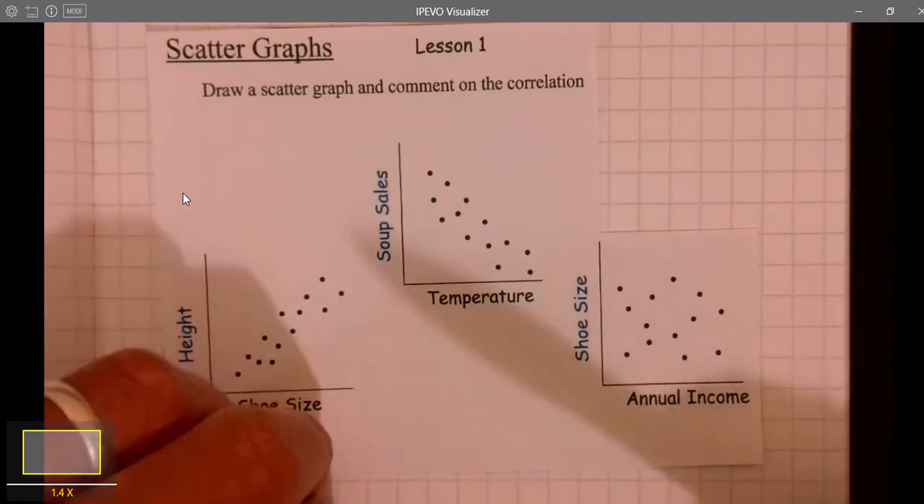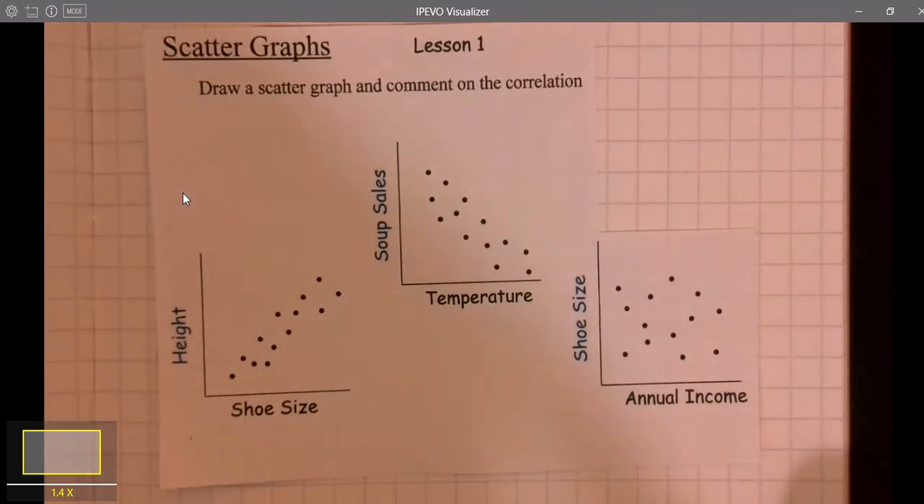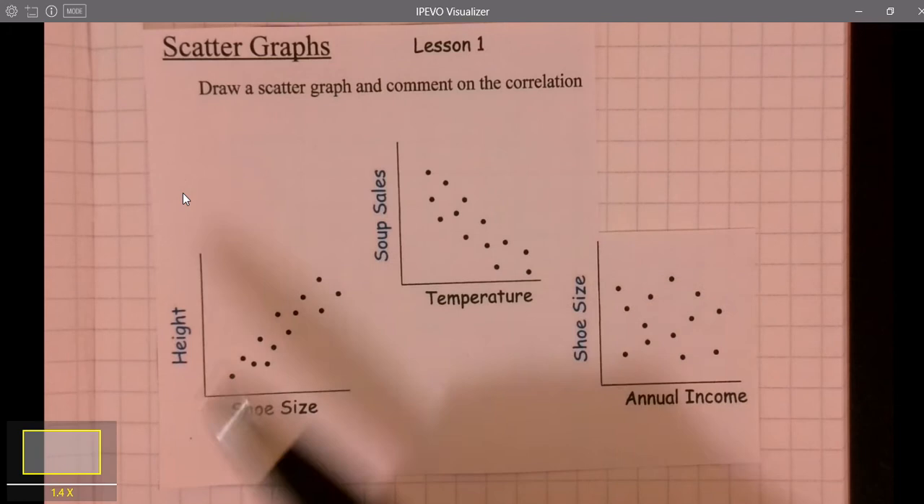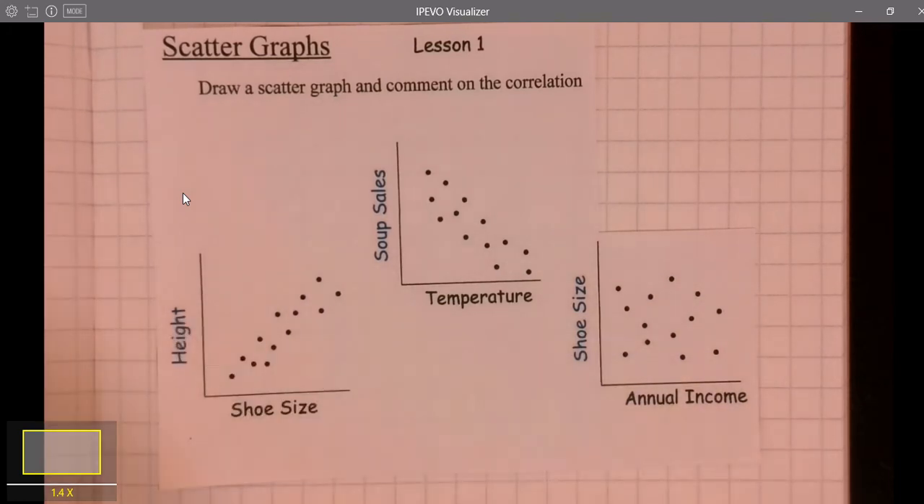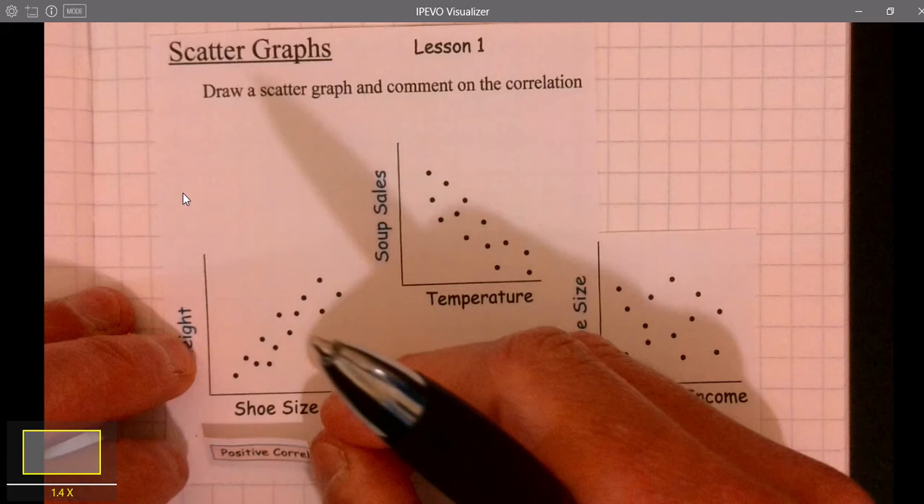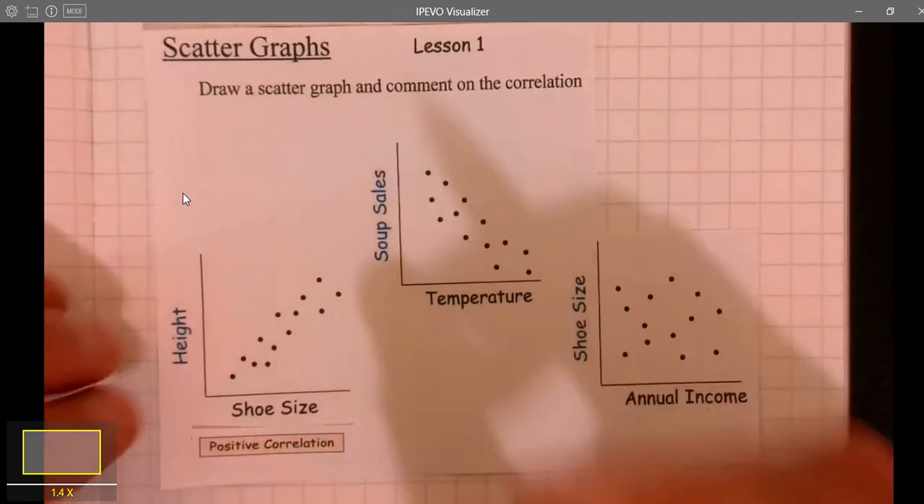Okay, so we can describe the correlation. The correlation there, when it's going in this direction, because as the shoe size goes up, the height goes up. That's kind of what you would expect, isn't it? So that's called a positive correlation.